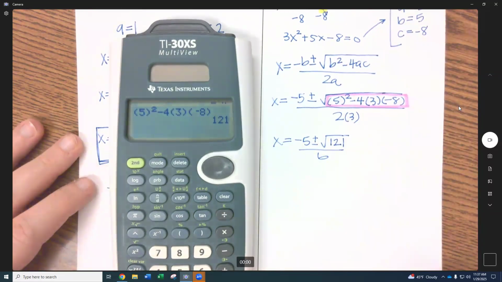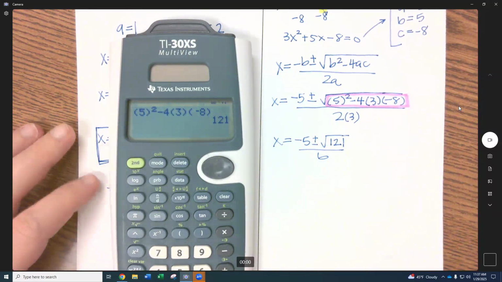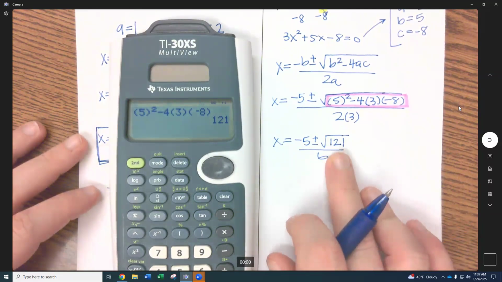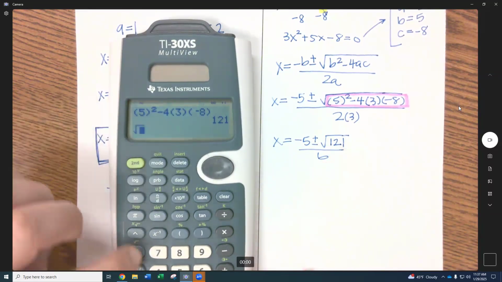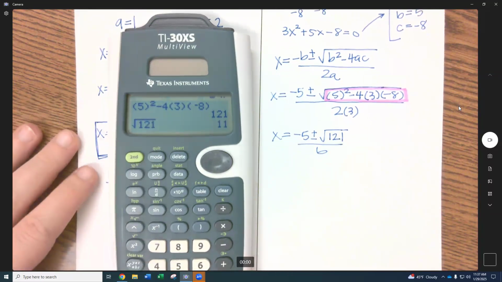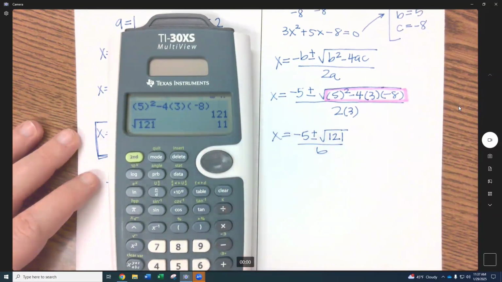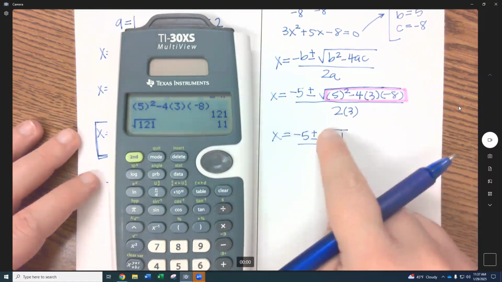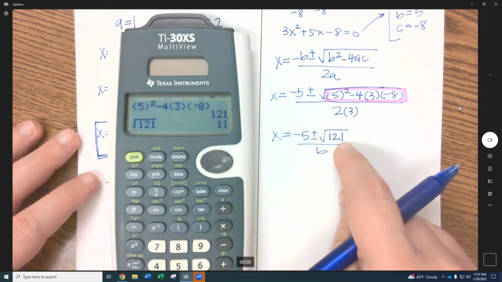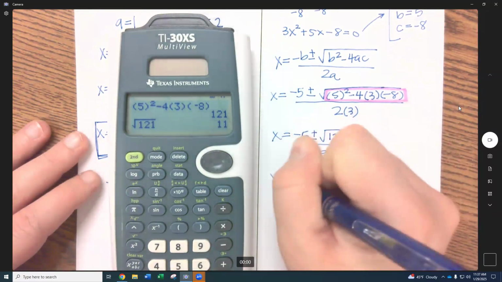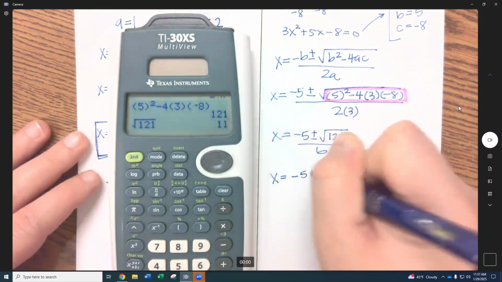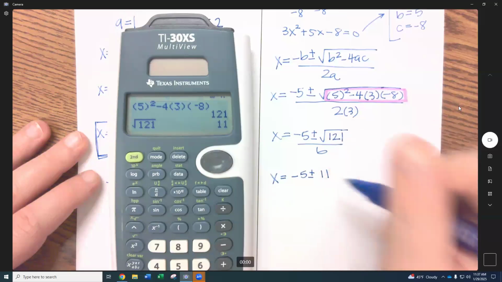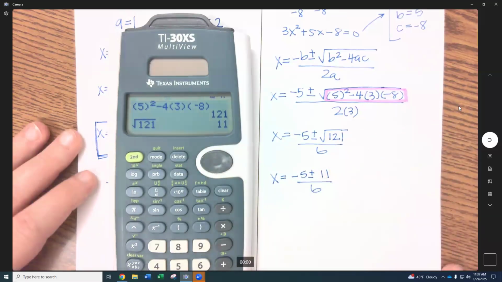Now, hopefully you recognize that that's a perfect square. If I do the square root of 121, I do get 11 here. So we can keep simplifying this even more. When this is a perfect square root, keep going. This is x equals -5 plus or minus 11 all over 6.